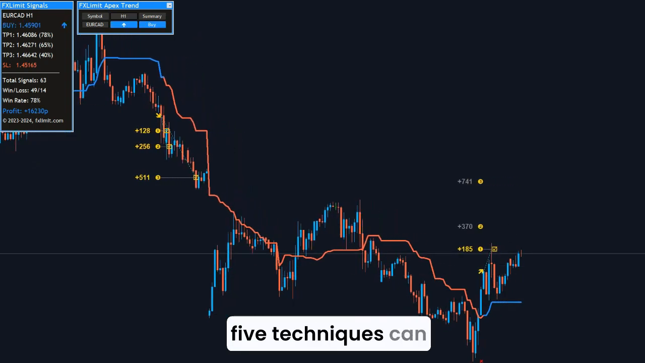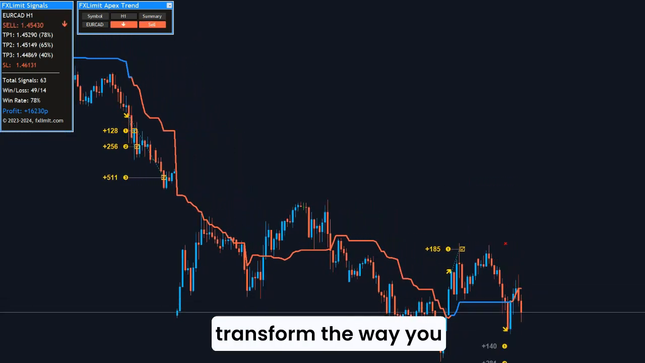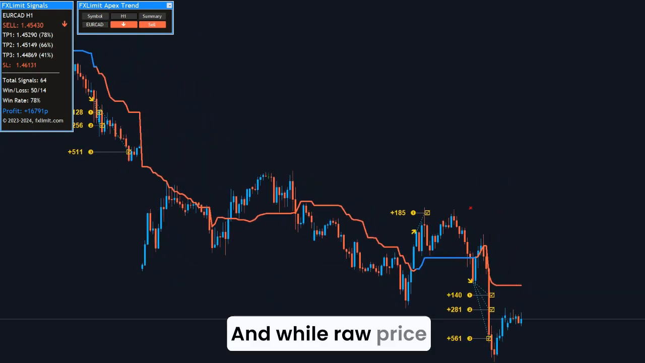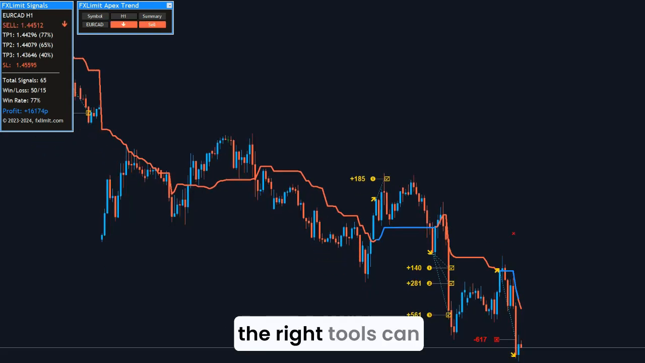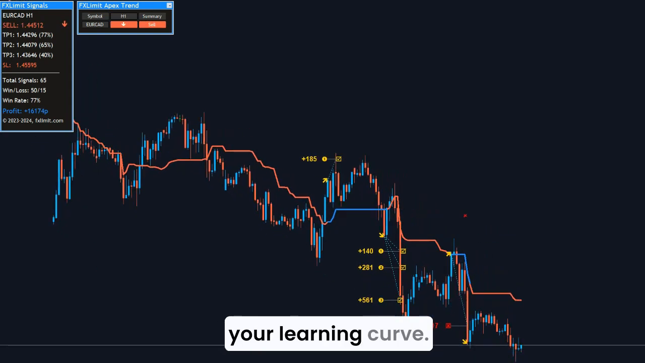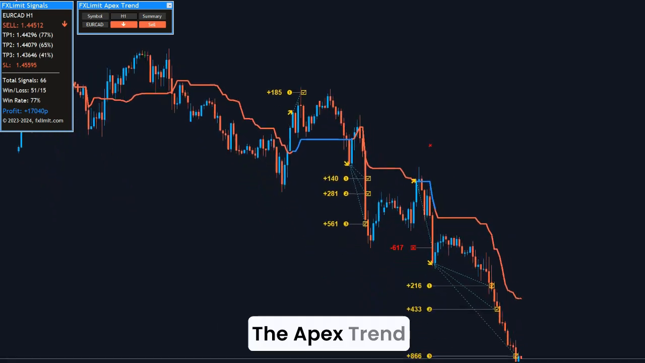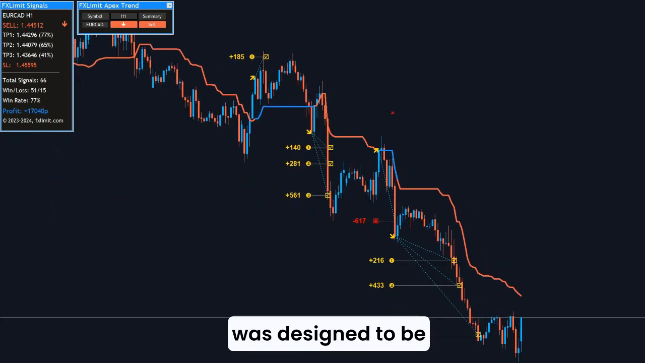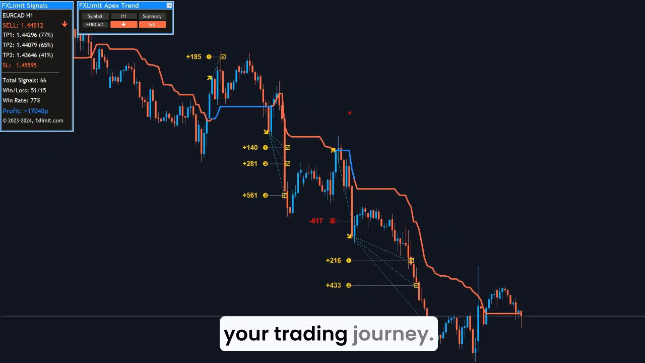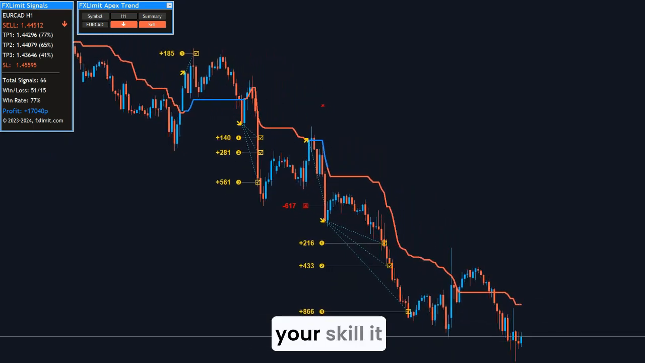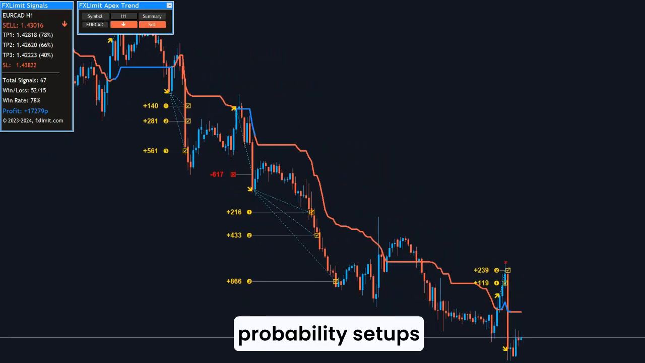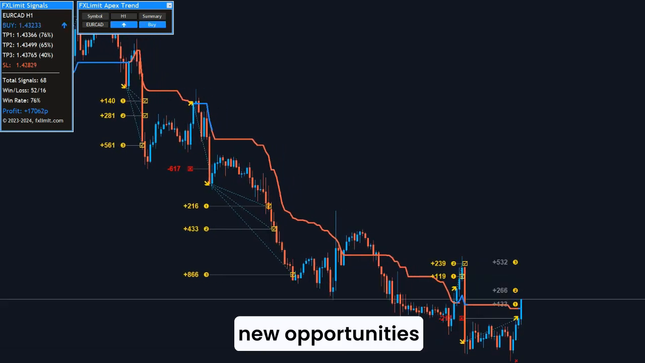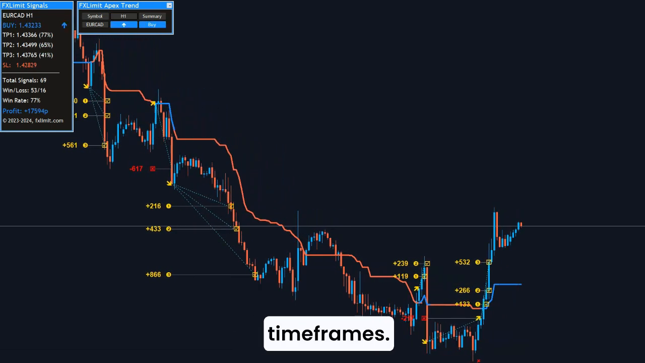Mastering these 5 techniques can completely transform the way you read the market. And while raw price action reading is an art that improves with practice, using the right tools can dramatically shorten your learning curve. The Apex Trend Indicator was designed to be a reliable partner in your trading journey. It doesn't replace your skill. It enhances it by confirming high probability setups and alerting you to new opportunities across multiple pairs and timeframes.